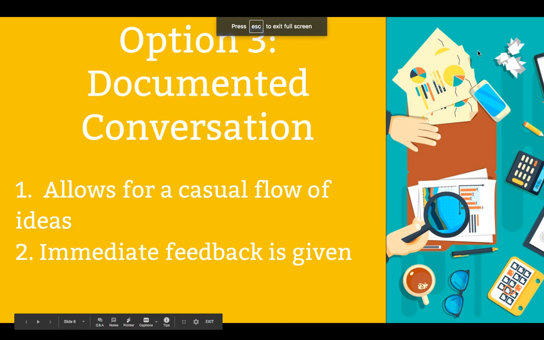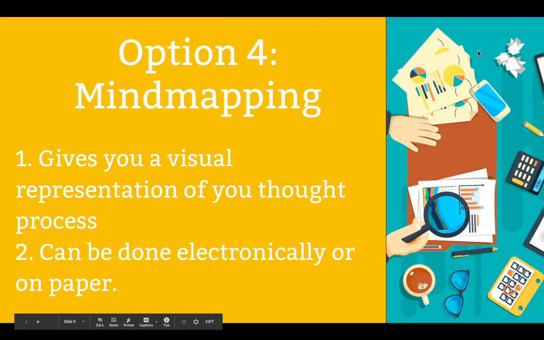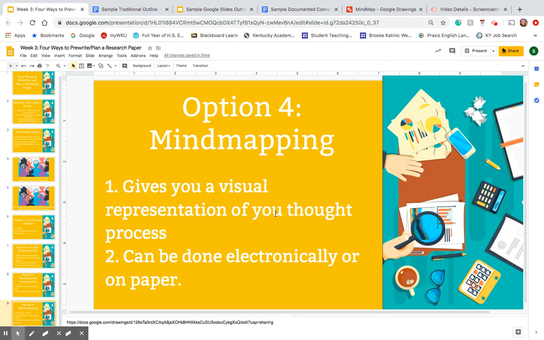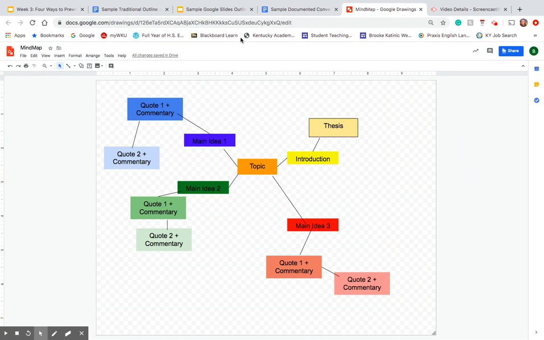And the final example is mind mapping. So I think that you guys have done mind mapping before in Miss Witt's class. I'm not positive. I think I heard that. This is going to give you that visual representation of your thought process. And another fun thing about this is it can be done electronically or on paper. So that's just up to you. If you choose to do this on paper, you would just scan it and upload it as a PDF. I like to do these electronically just because my handwriting is awful and I like to be able to use colors and things. So here's an example of what this mind map would look like.